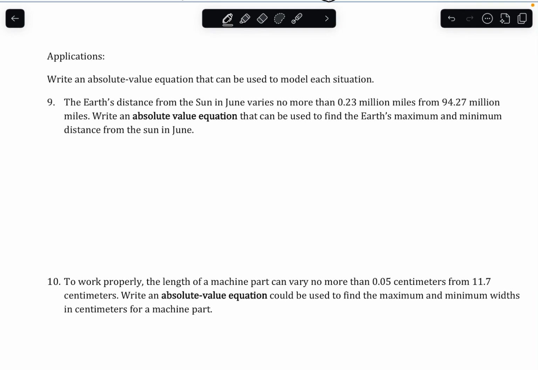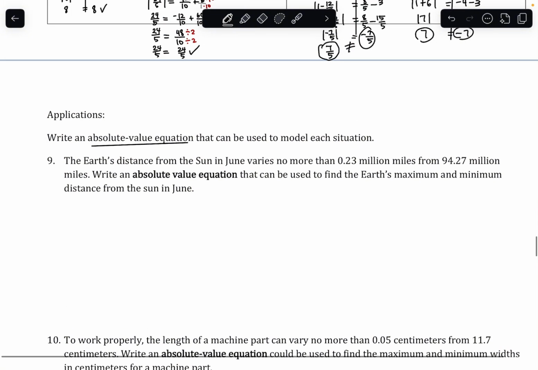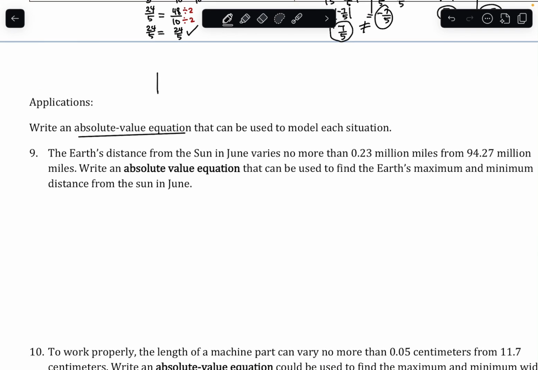All right, in this lesson, we are going to talk about how to write an absolute value equation for given situations. And so something that will help is that absolute value is used to measure distance. And so if you see absolute value of A minus B, that measures the distance between A and B.